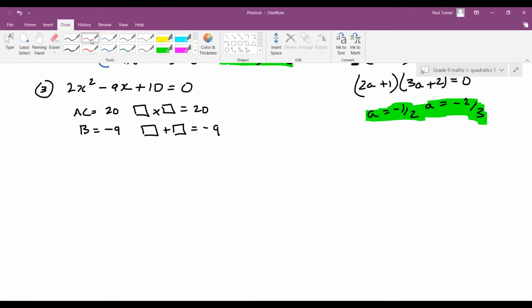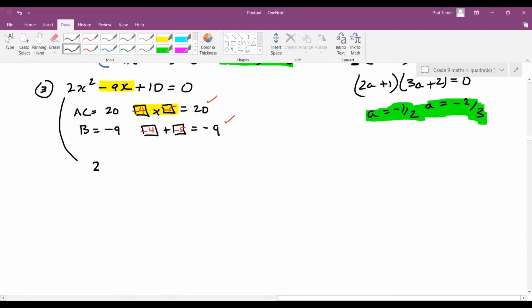So this is looking like minus 4 and minus 5. Because this is negative, you know you have some negative numbers involved. But this is positive. So this would have to be minus 4 times minus 5, which gives you 20. And minus 4 plus minus 5 gives you minus 9. Okay, so we can write down our equation again, but using these two numbers here to split this middle number.